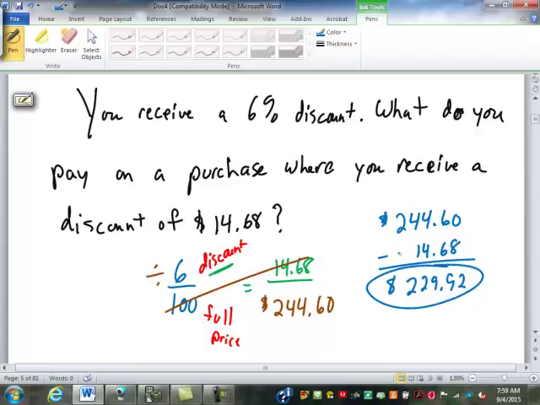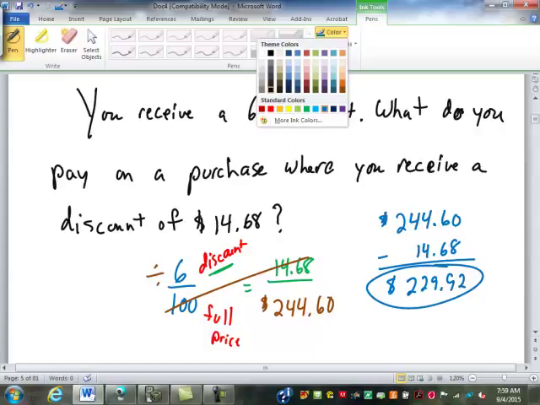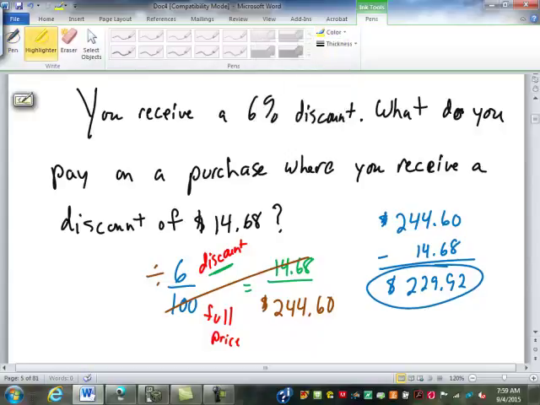Does that make sense? So you can't just look in the problem and say, hey, the problem is talking about a discount and the amount we paid, and just assume that those are the two things represented by the percent, because in this case, they're not. Any questions on that one?